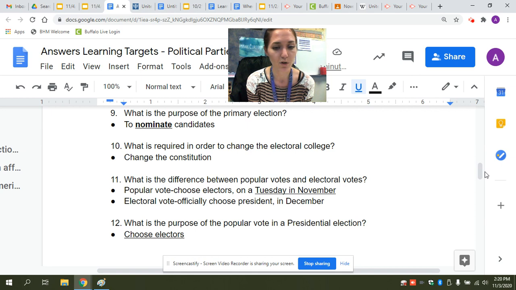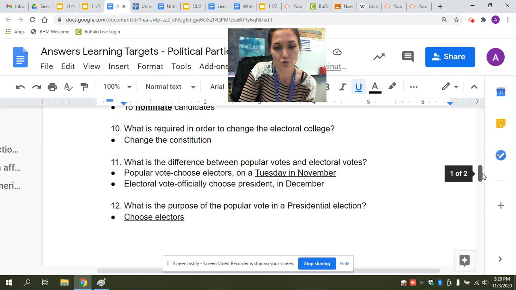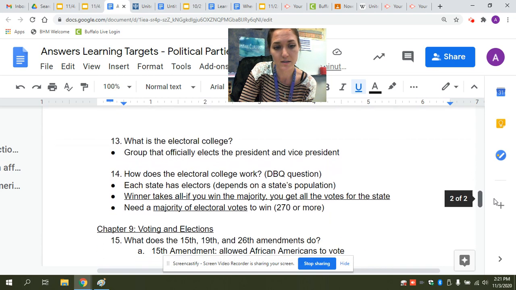Number 12, what is the purpose of the popular vote in a presidential election? To choose electors. So when you vote on Tuesday in November, you're not technically choosing the president, you're choosing the electors. Those electors then take that popular vote into consideration when they cast their own votes and officially choose the president and vice president of the United States.